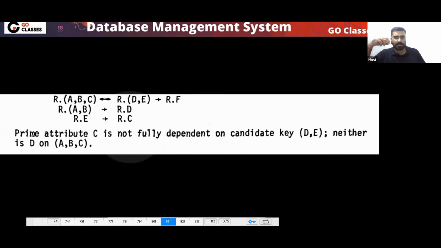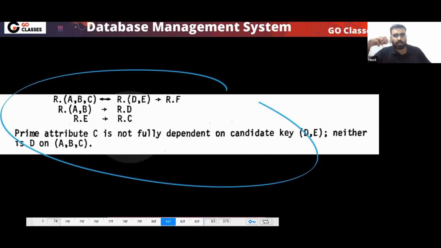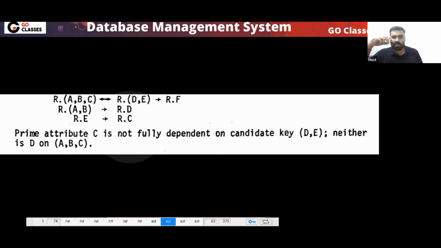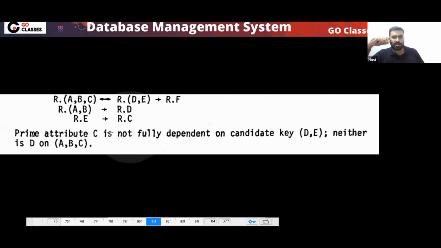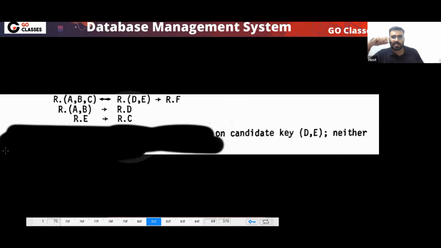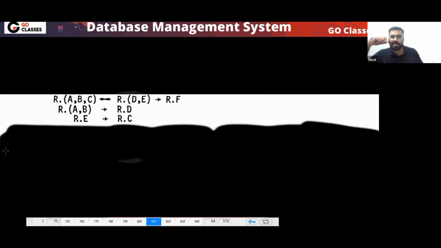Now let's see this example. This example is also given in Codd's paper. In this question, what is it asking? These are the given functional dependencies. What does this mean? Tell me what this means.